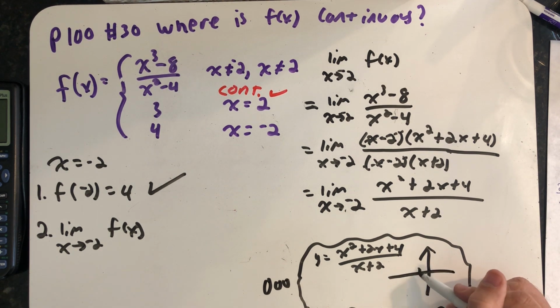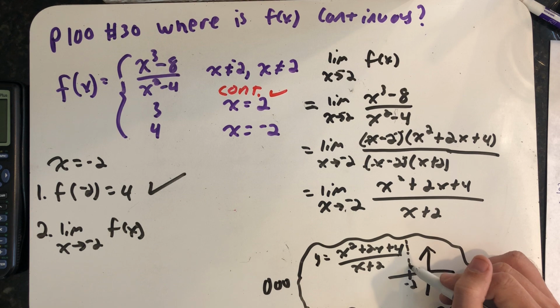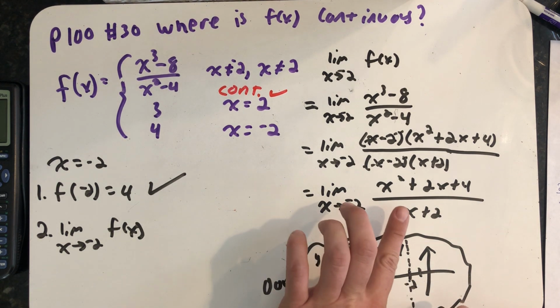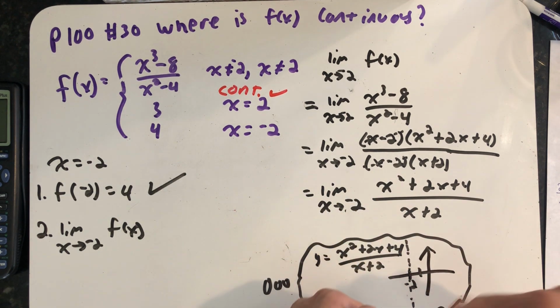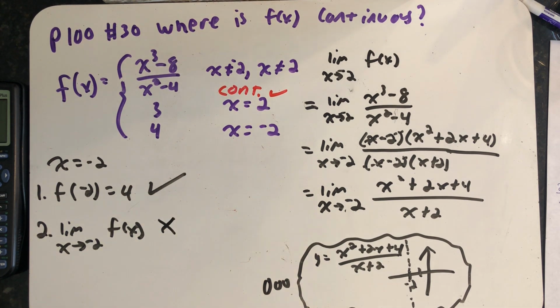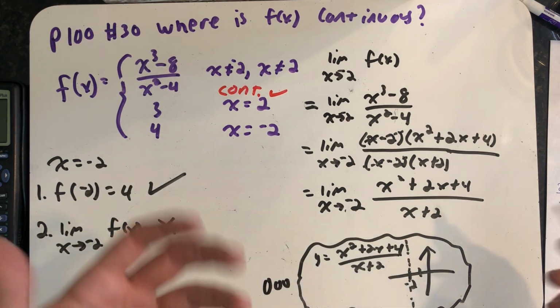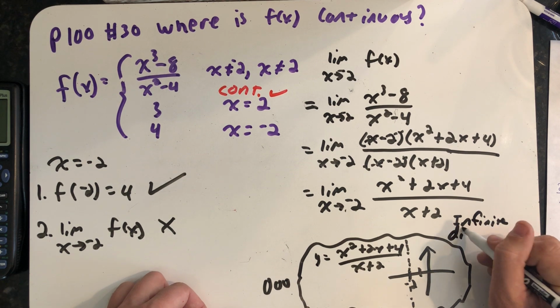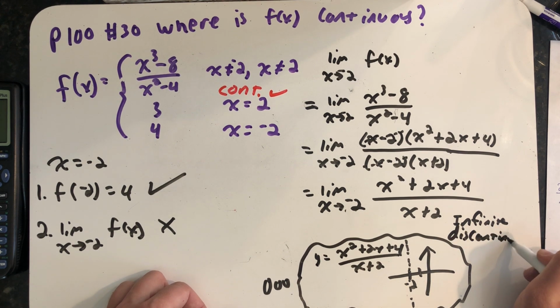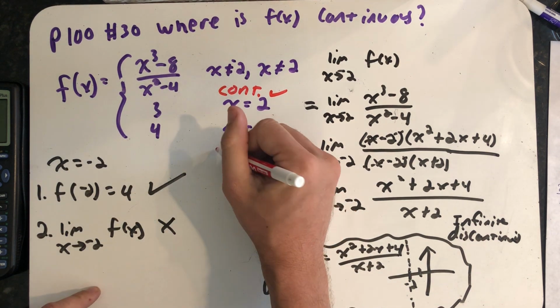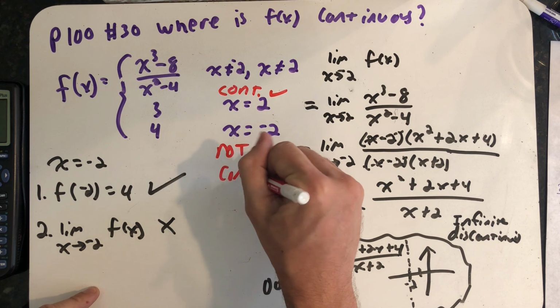If I was treating that like a rational function, because it is a rational function, I would have a vertical asymptote at minus 2. And we could plug in values, but it means my function is either going up or down on either side. And so what I know now is this limit doesn't exist because it is either infinite, it's either going to infinity or minus infinity. This is an infinite discontinuity. So at x equals minus 2, my function is not continuous.